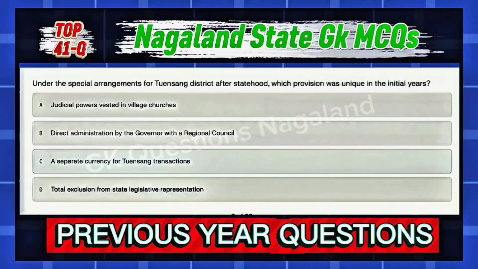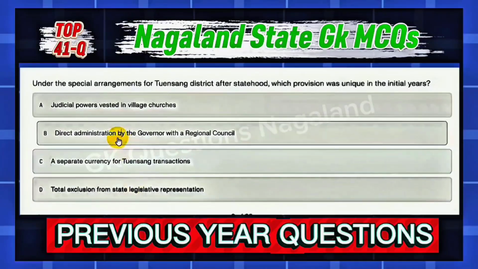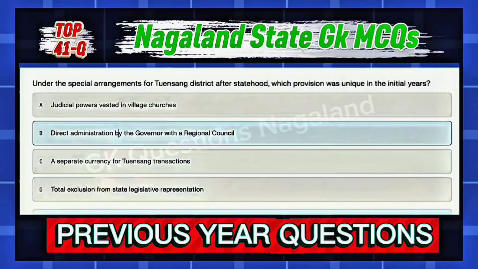Question 31. Under the special arrangements for Tuensang District after statehood, which provision was unique in the initial years? Options: A. Judicial powers vested in village churches. B. Direct administration by the governor with a regional council. C. A separate currency for Tuensang transactions. D. Total exclusion from state legislative representation. The correct answer is B. Direct administration by the governor with a regional council.